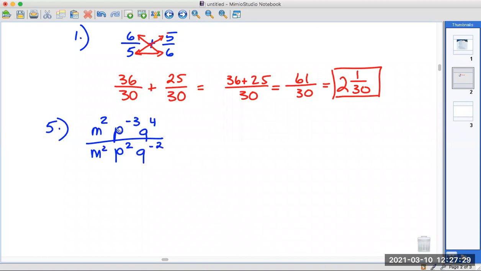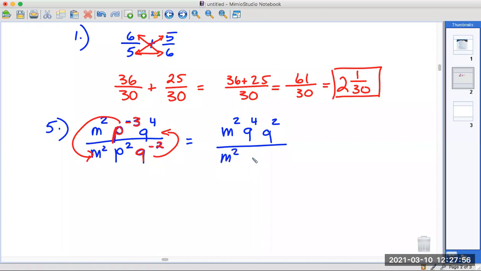So the ones with the negative exponents I'm making red, they have to be moved to either the top or the bottom. If they're on the bottom, they'll go to the top. If they're on the top, they'll be moved to the bottom. And then I'm going to rewrite that whole package. m squared, q to the 4th, q to the power of 2. And on the bottom, we still have m squared, p squared, and p to the power of +3. Notice the negative exponent becomes positive when I do this little maneuver.